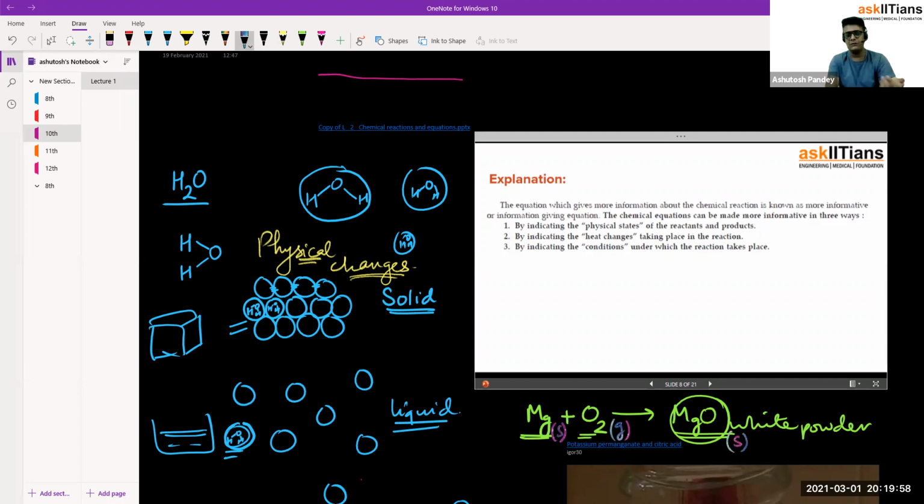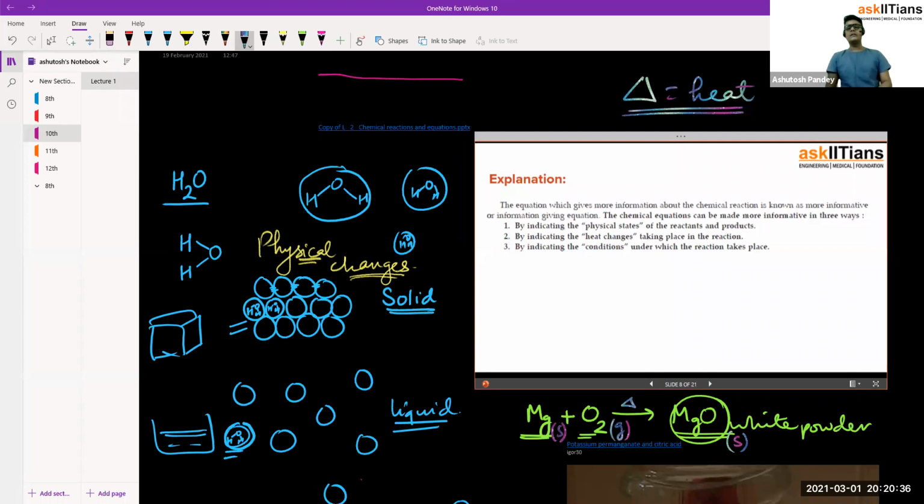Second, by indicating the heat changes taking place in the reaction. Like we are providing some heat, because Mg is heated. This is represented by delta, which means heat. And whatever heat is involved in the chemical reaction, we can write it along with the different symbols and formulas of chemical compounds, to have a more informative chemical equation.